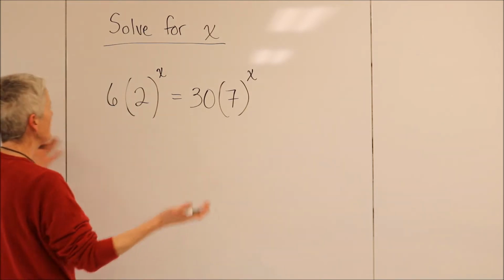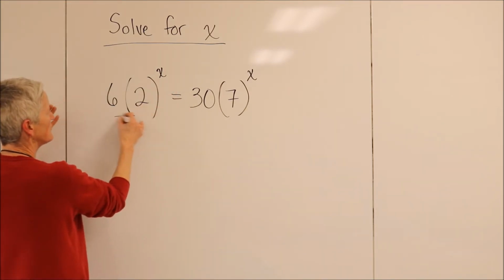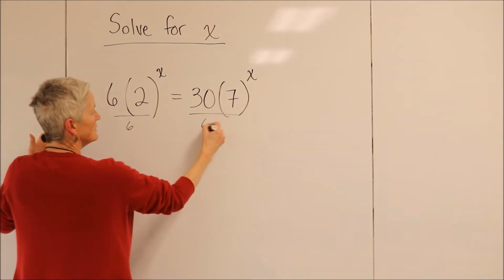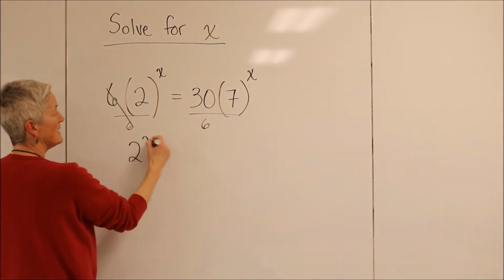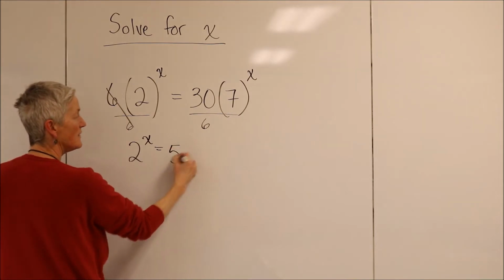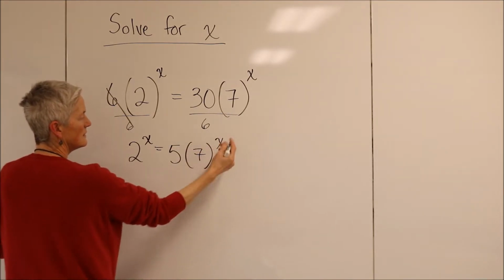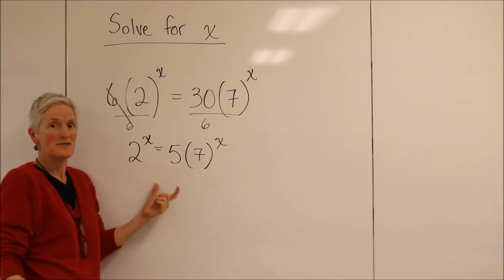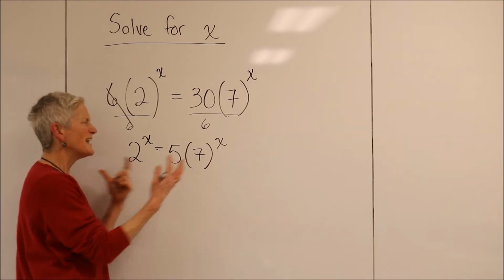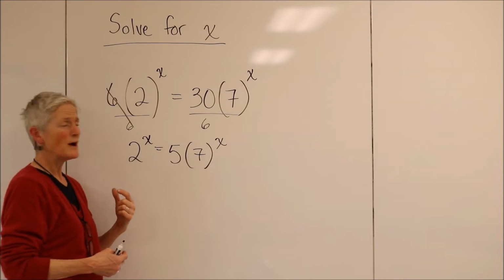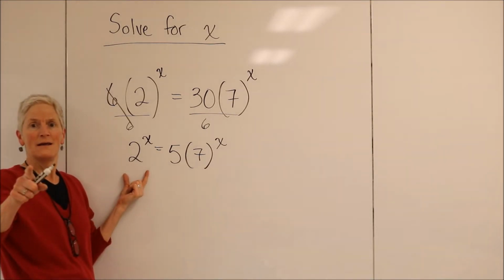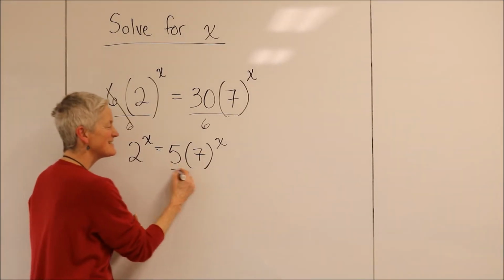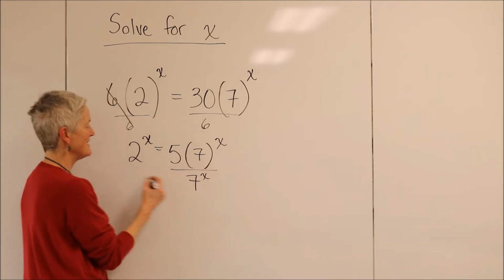All right, so I'm just going to start dividing. I'm just going to divide by the 6, right? So I have 2 to the x equals 5 times 7 to the x. Oh, okay, so I'm almost there already. If I want to isolate my term with the x, what do I want to move over here? I'm going to guess the 7 to the x. Yes, let's divide by the 7 to the x.